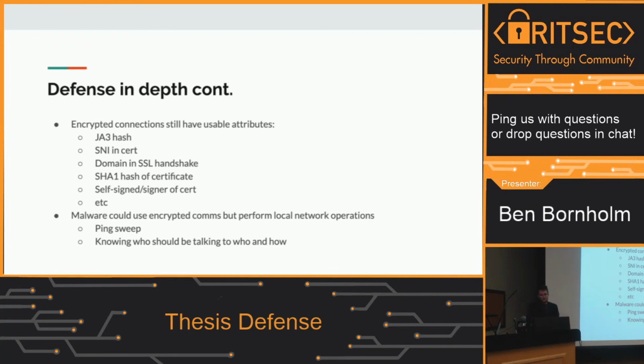And so, as I've already alluded to, malware could use encrypted communications, but it may perform some local network operations which we can actually detect, right? So this is that defense in depth coming back. So ping sweep, right? One box is talking to 200 different boxes with ping. That's kind of an odd thing, depending. Maybe it's a network administrator, then it's probably okay. But if it's Sally in HR pinging everyone, that's kind of an indicator, right? Knowing who should be talking to who is really the biggest thing that this all comes down to, knowing who should be talking to who, and how they should be communicating, are really the two big things helping you.